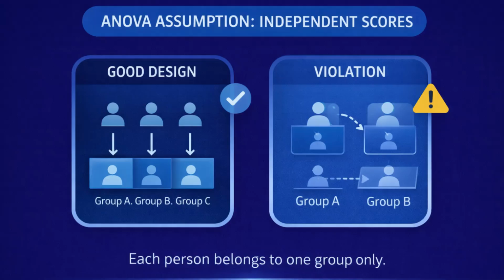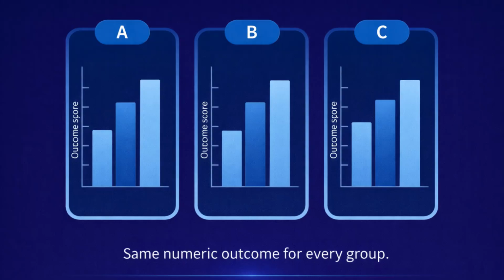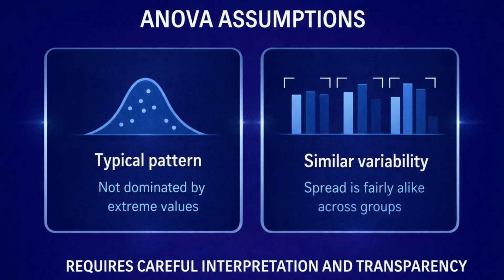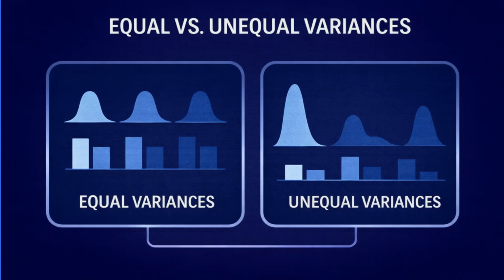ANOVA rests on several assumptions that are important to understand in plain language. Observations must be independent, meaning each participant's score stands on its own and no participant is counted in more than one group. The outcome must be numeric and represent the same type of measurement for everyone in every group. Scores within each group should form a reasonably typical pattern, rather than being extremely skewed or dominated by a few extreme values. The amount of variability in scores should also be fairly similar across groups. When that spread is similar, it is called equal variances. When the spread is very different across groups, it is called unequal variances.